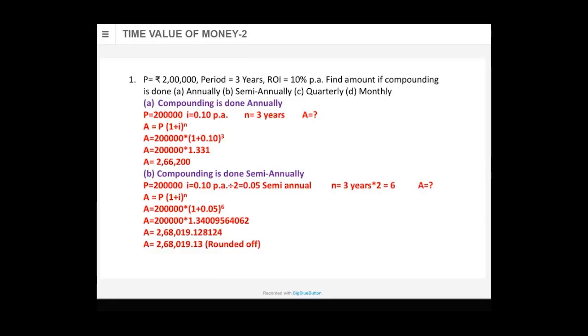Then A is equal to, annually, so I'm not doing anything. Whatever is given, I'm using the same thing: 2 lakhs, interest rate 10% per annum, so in decimal form 0.10. Now I'm solving. A is equal to P in bracket 1 plus i raised to n. That is A is equal to 2 lakhs into 1 plus 0.10 raised to 3. I don't know whether you are aware how to calculate raised to 3. 1 plus 0.10 will give you 1.1 or 1.10 raised to 3.